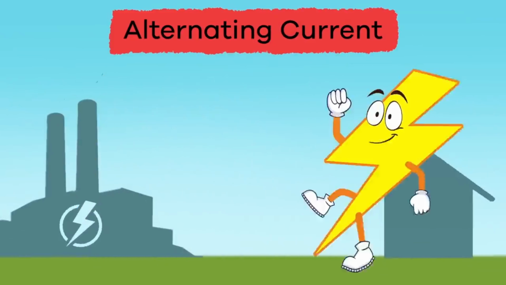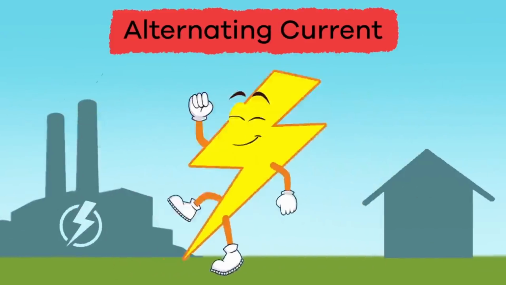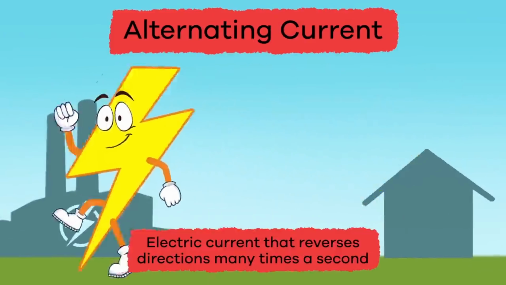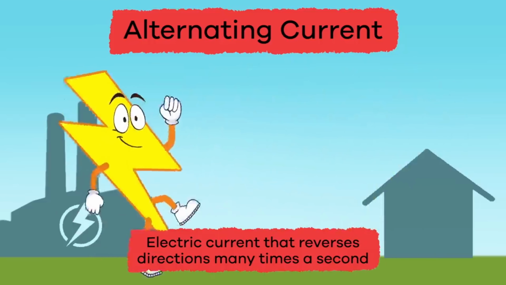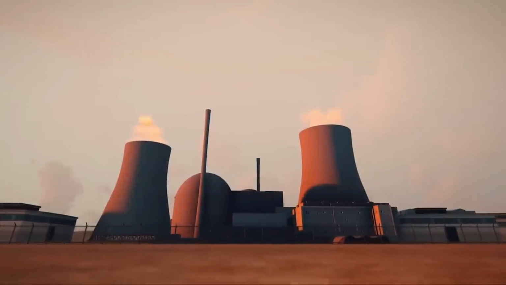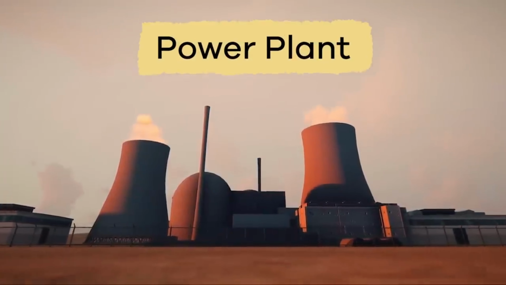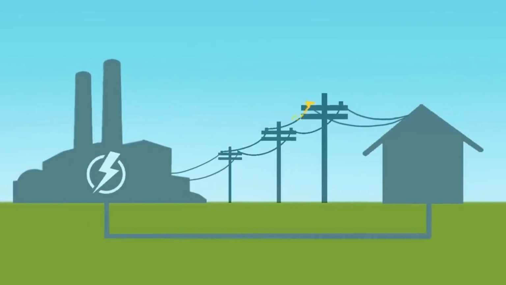Now, let's learn about alternating current. Alternating current is an electric current that reverses directions many times a second. This power comes from power plants. The electricity travels through the power lines that you see along roadways and open fields. The electrons travel in a big loop from a power plant to the wires that are hooked up to your house, and then back to the power plant again.